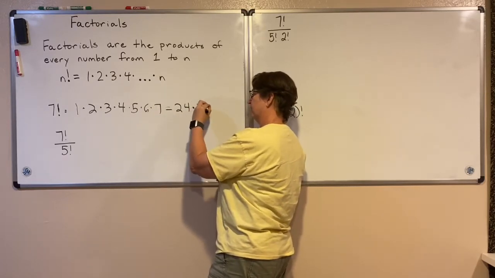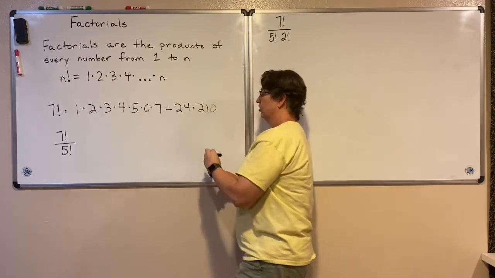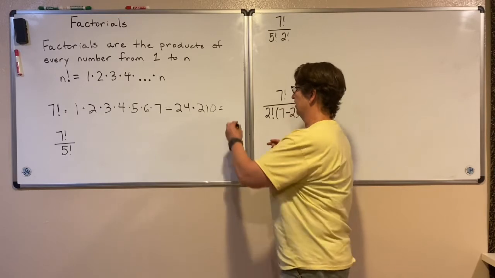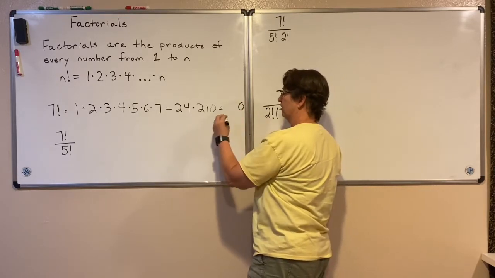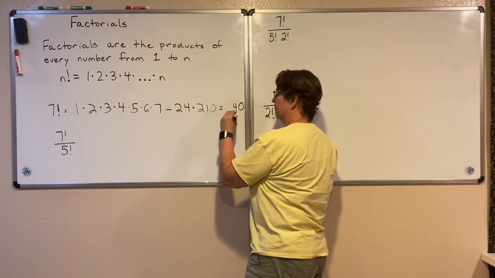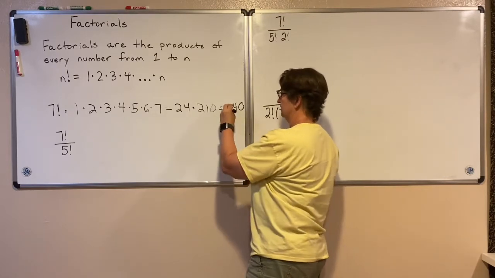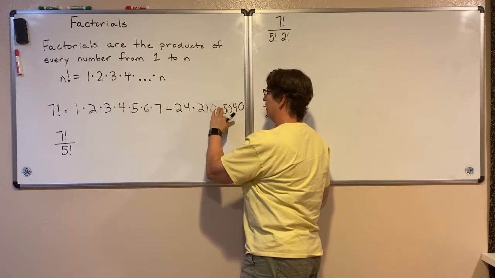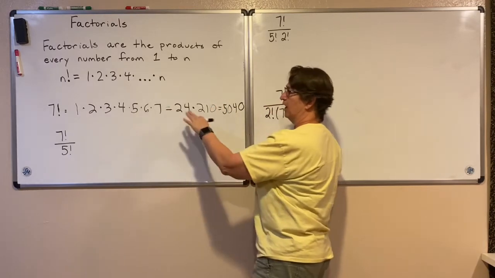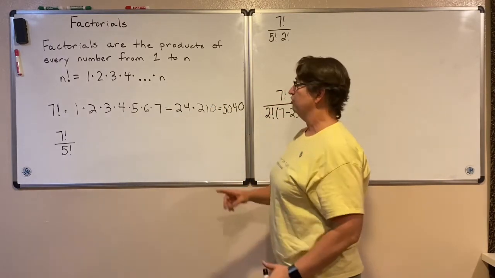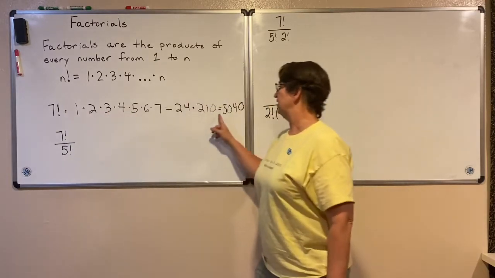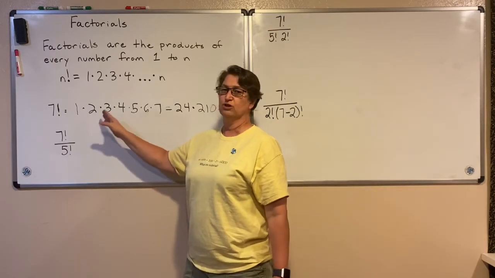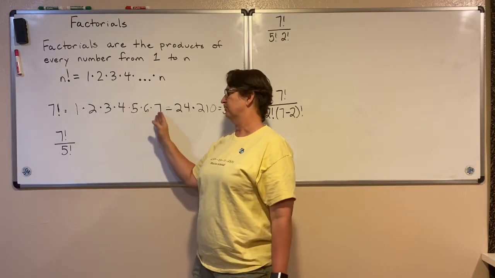So we could say 24 times 210. And then we multiply those two numbers together. So it ends with a 0. And you have 4, and 8 and 2 is 10. Carry the 1, 4, 5. So that equals 5,040 if we multiply all those numbers together. So 7 factorial is equal to 5,040. It's just the numbers 1 times 2 times 3 times 4 times 5 times 6 times 7.